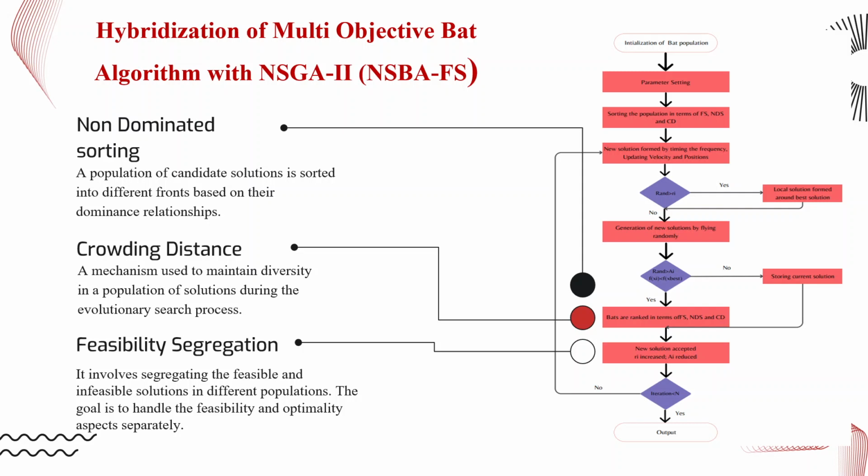Here is a flowchart of how we have hybridized the BET algorithm with NSGA2 technique. We start the optimization process by initializing the BET population, after which we set the parameters. The sorting of parameters in terms of feasibility segregation, non-dominated sorting and the crowding distance is done. After which the code will run the loop to update the solutions, and as soon as the maximum number of iterations has been reached, the resulting hybrid algorithm, that is the non-dominated sorting BET algorithm with feasibility segregation, is then employed to solve the two benchmark multi-objective constraint problems along with obtaining the Pareto front.